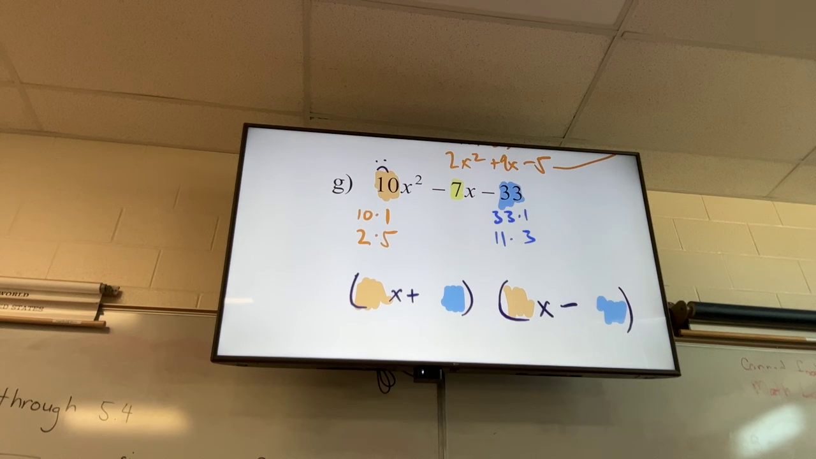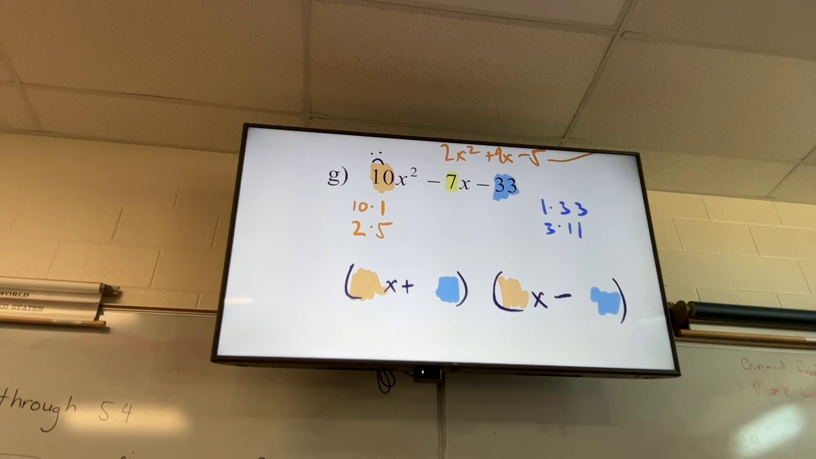Good stuff. Okay. Ian Clark, you see any combinations that work up there? No. So what do we do if nothing works the first time around? Flip the right side. Yeah, just the right side. That'll be 1 times 33 and 3 times 11. Let's fix that. Okay. Good. Now, do you see any combinations that work? 2 and 5 and 3 and 11. Good job.